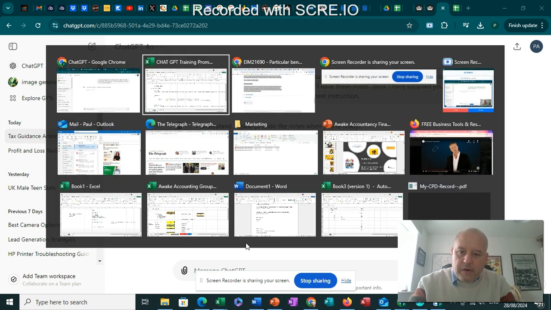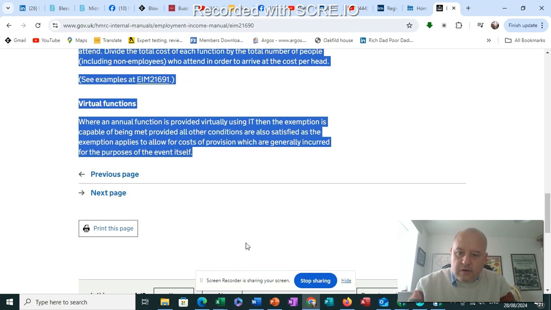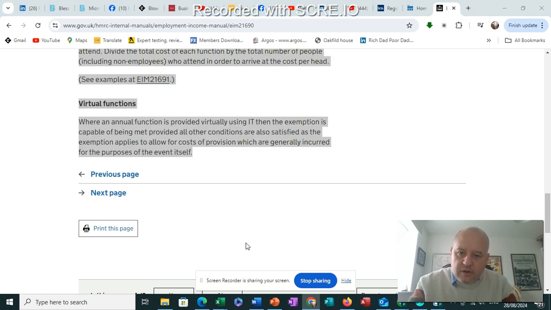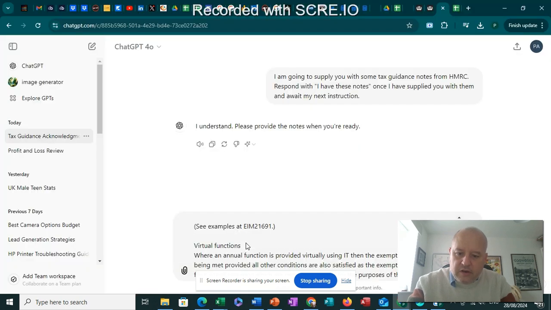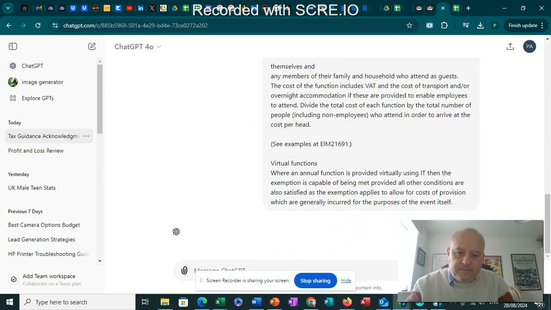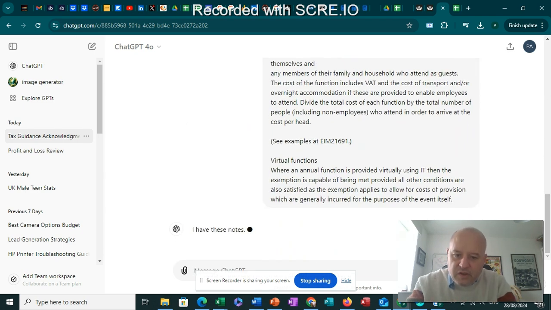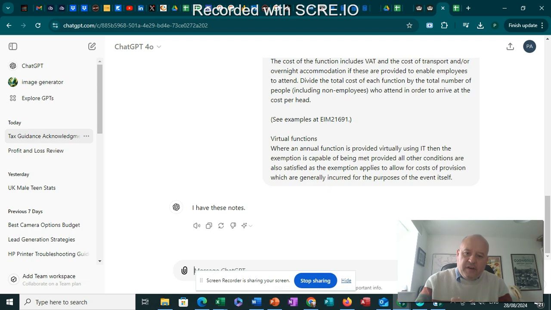Okay, so go back to the HMRC website. So Control C to copy those, and then paste them into here. There we are. And then send that. I have these notes. Perfect. So what it's done is it's taken all that blurb from the HMRC website and basically brought it all in now, and it's ready to answer questions around it.